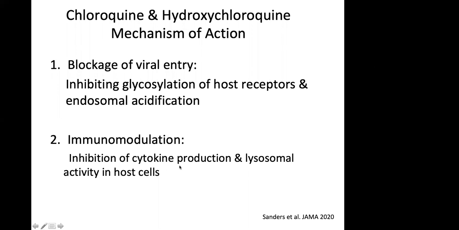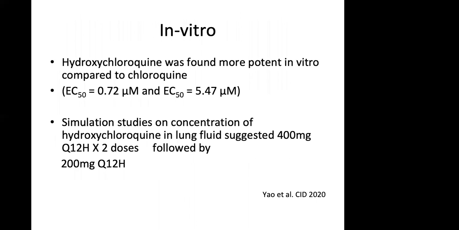There's also an immune modulation effect that's thought to act as well, where chloroquine and hydroxychloroquine alike inhibit cytokine production and lysosomal activity in host cells. We all know that hydroxychloroquine, also known as Plaquenil, is being extensively used in autoimmune diseases such as systemic lupus. In vitro, in comparison, hydroxychloroquine was found to be more potent compared to chloroquine.